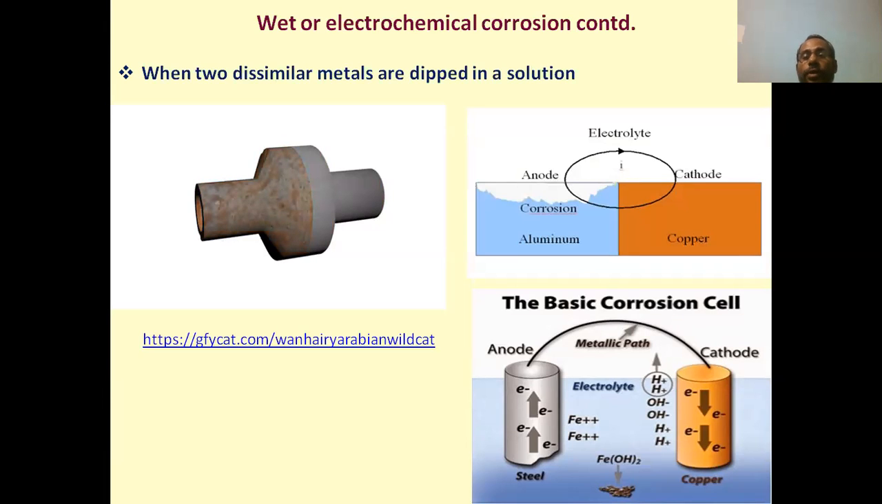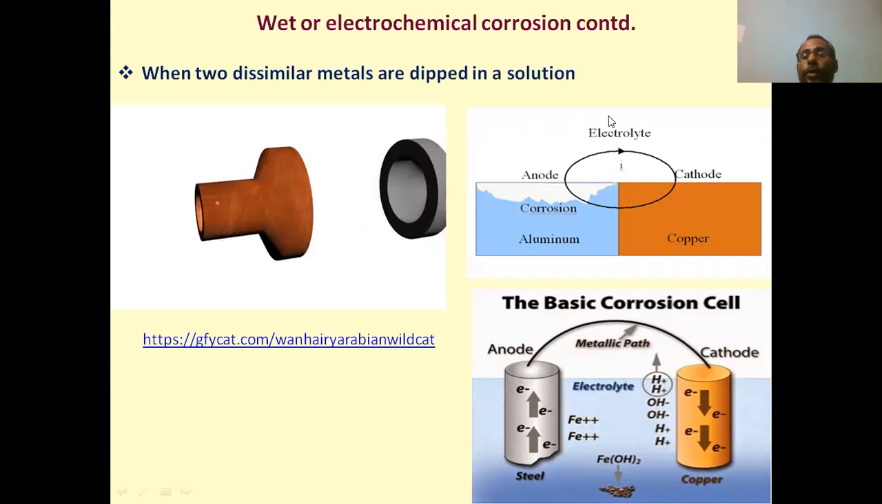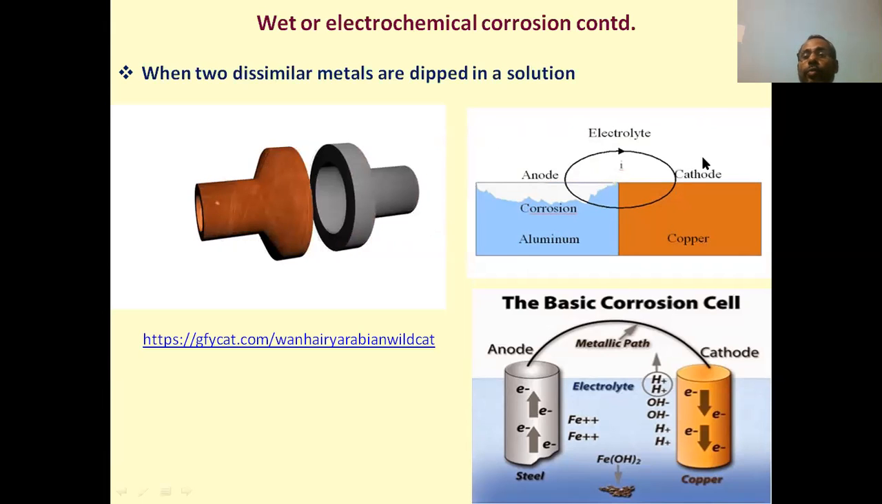Another example here. So here this is aluminum, this is copper. Two different metals come in contact with the common electrolyte over the surface. It could be water or any conducting liquid. Then corrosion takes place at aluminum, and copper does not undergo corrosion. The metal which is more reactive undergoes corrosion.